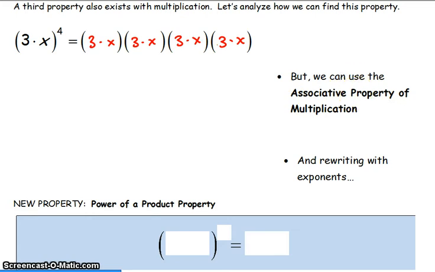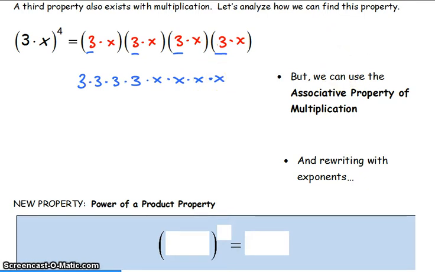It doesn't matter what order I multiply in. So I can reorder this so all of the 3's are together, 3 times 3 times 3 times 3, and all of the x's are together, times x times x times x times x. I can do that because it's all multiplication.